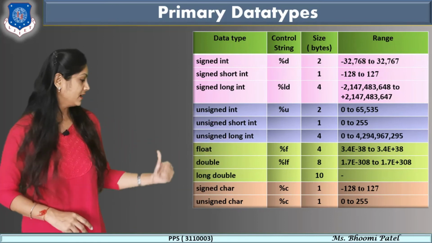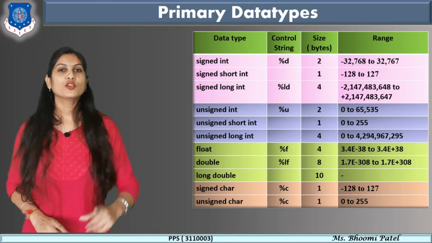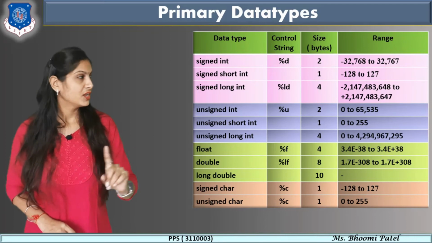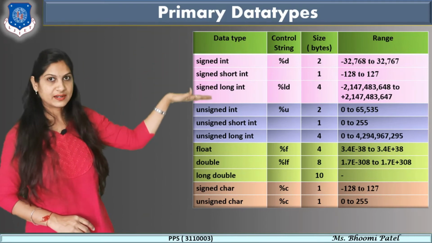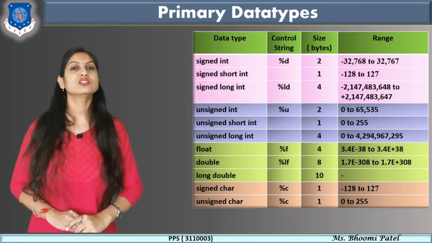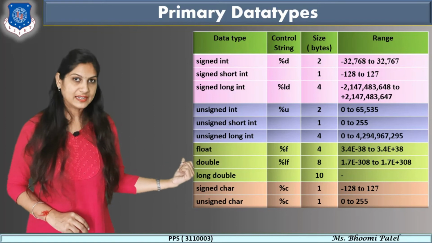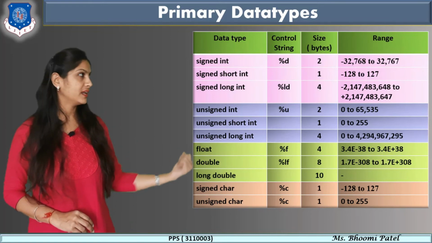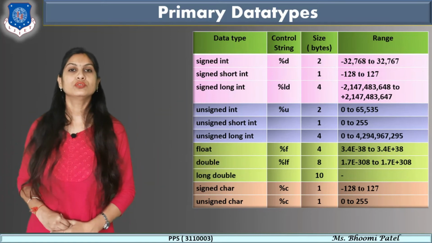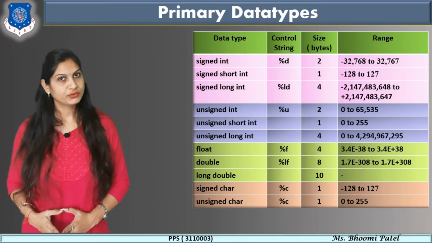And last is signed character and unsigned character. Character occupies just 1 byte. So see, in the previous range, 1 byte is for which range? Minus 128 to 127. So simply put that range for signed character, and for unsigned character the range is 0 to 255. So those things you have to remember.